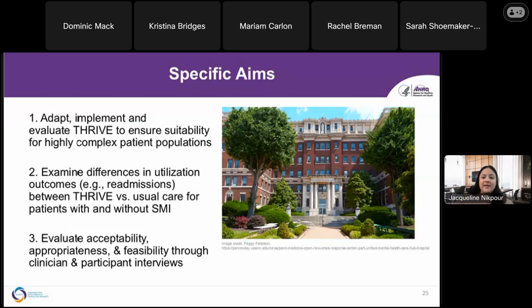And right now we're about 1 year into the grant. And so this adaptation and implementation has been our primary focus, with evaluation being an ongoing process.